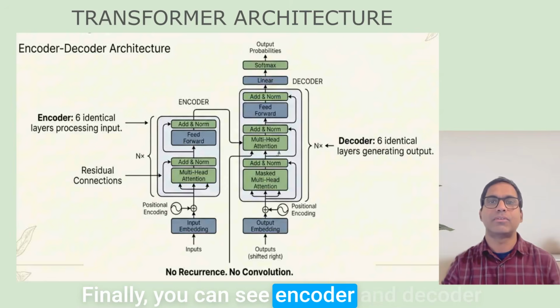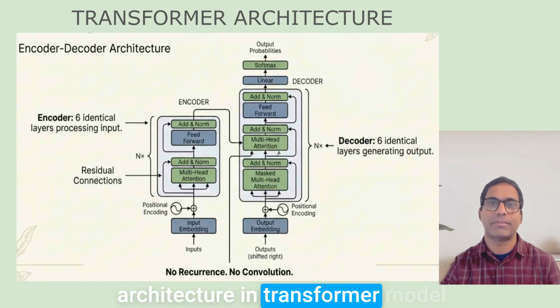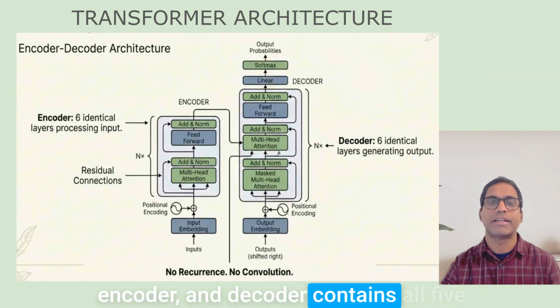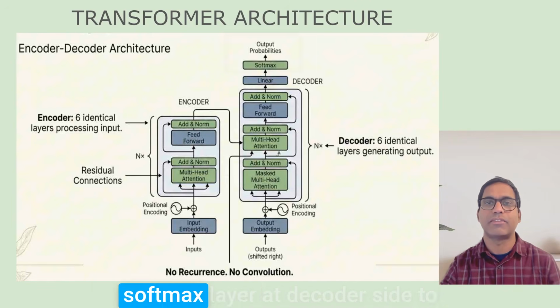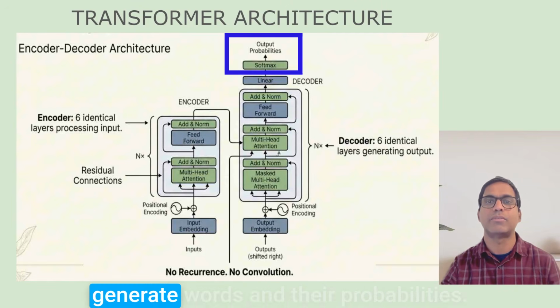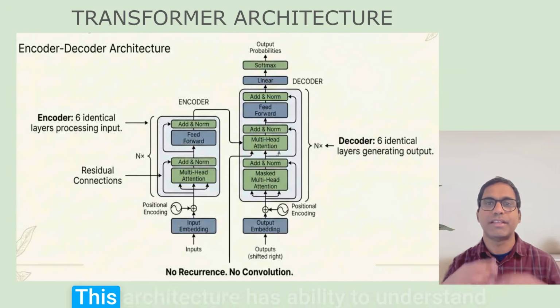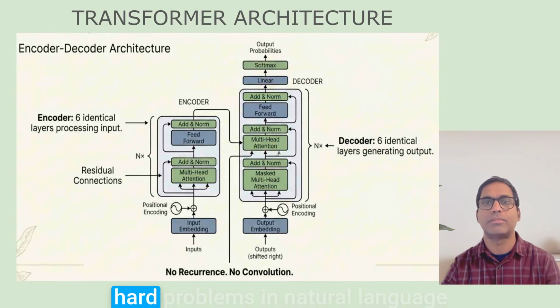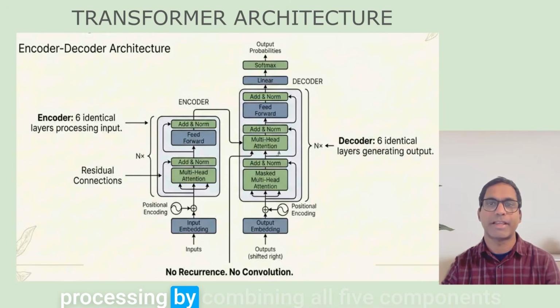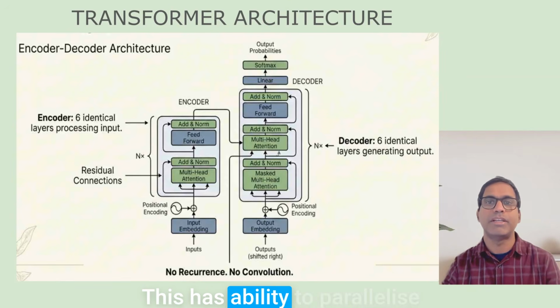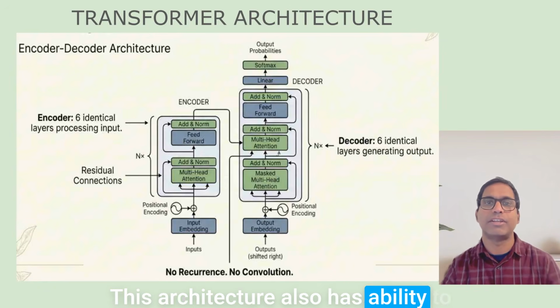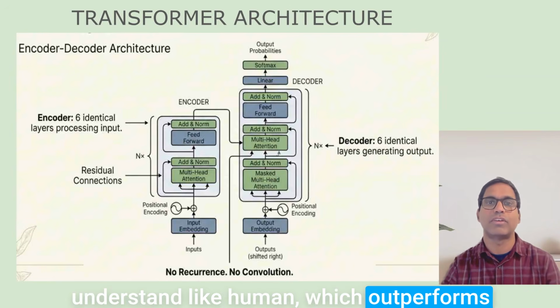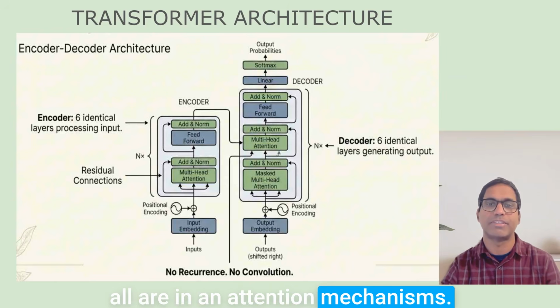Finally, you can see the encoder and decoder architecture in the transformer model. Encoder and decoder contain all five components that we have discussed. You can also see an additional softmax layer at the decoder side to generate words and their probabilities. This architecture has the ability to understand hard problems in natural language processing by combining all five components in both encoder and decoder. This has the ability to parallelize operations for fast training. This architecture also has the ability to understand like a human, which outperforms all RNN attention mechanisms.